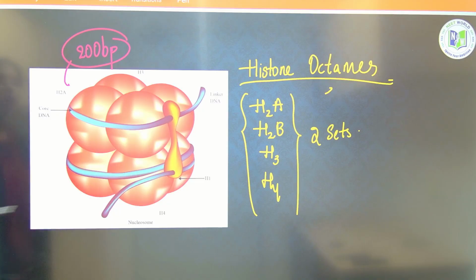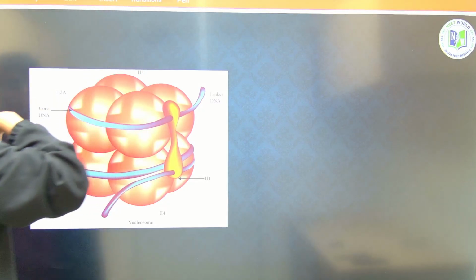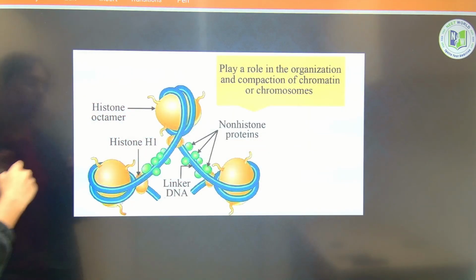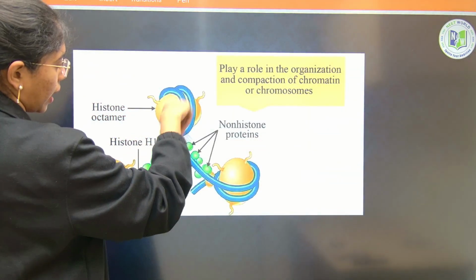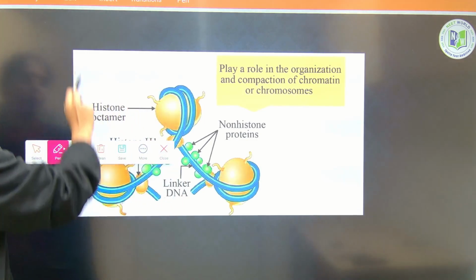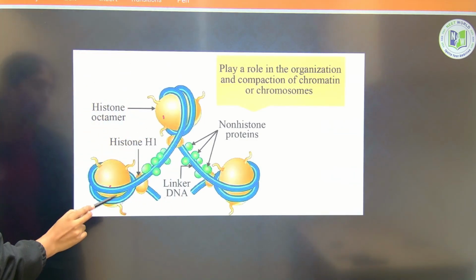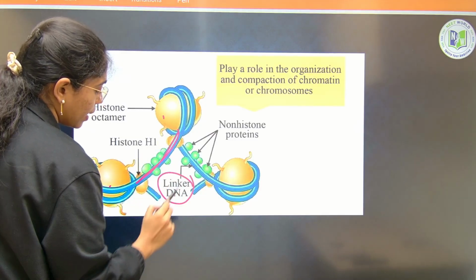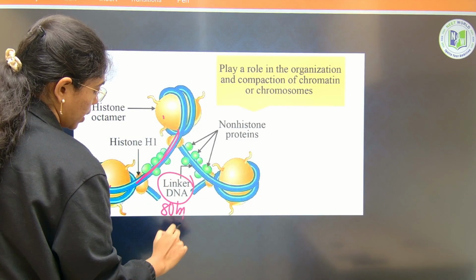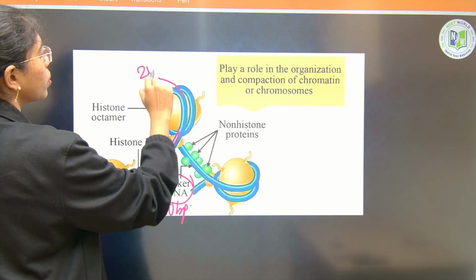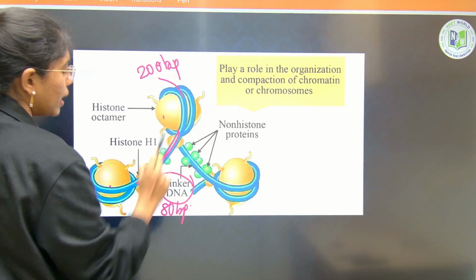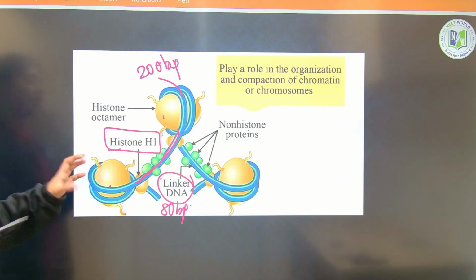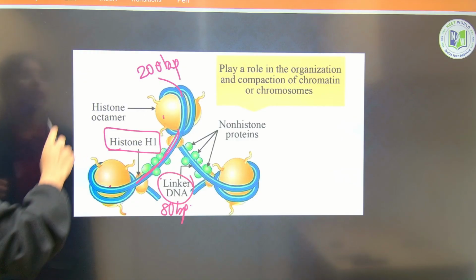And from one octamer to the other, here in this diagram you can see, the DNA at the time of wrapping around the histone octamer, from one octamer to the other, is being linked, and this DNA is known as linker DNA, which has around 80 base pairs. And here it is 200 base pairs. Linker DNA is associated with H1 histone proteins. Like that, the DNA packaging will take place.